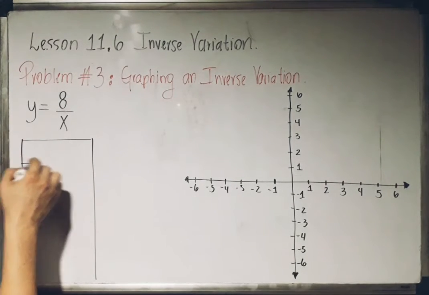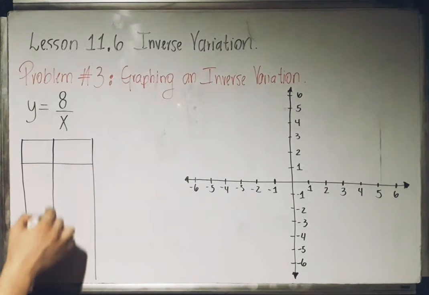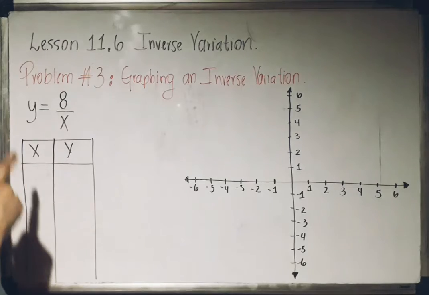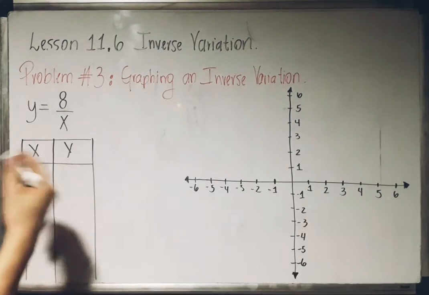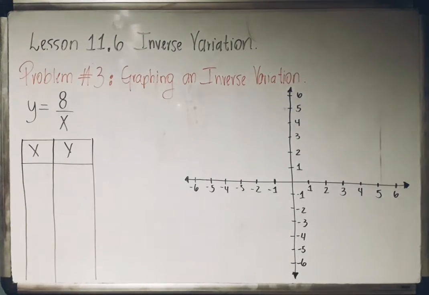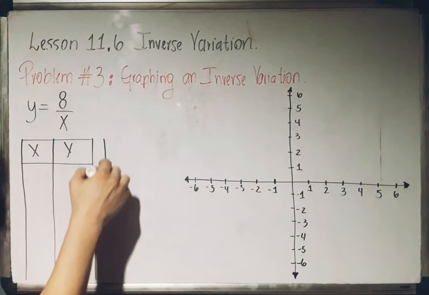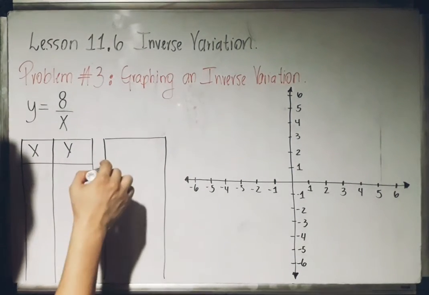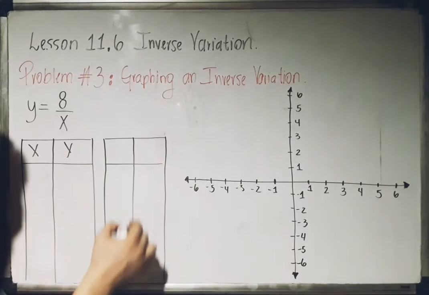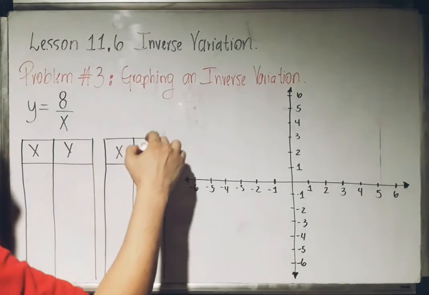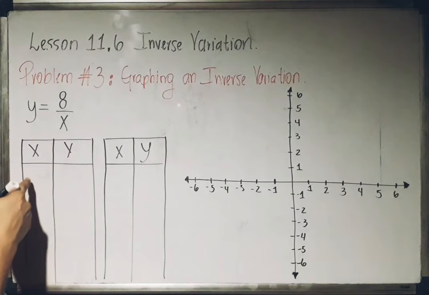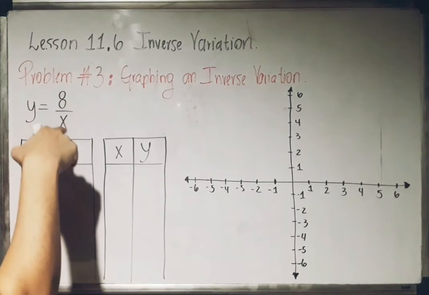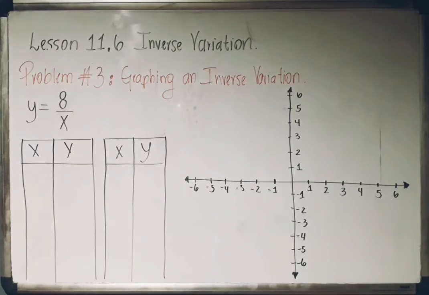Remember, you're going to have x and y. By giving values to x, you are going to know the value of y. In this case, we need to make two tables: one for positive numbers and another for negative numbers, to know the values of y. I'm going to use negative values first.